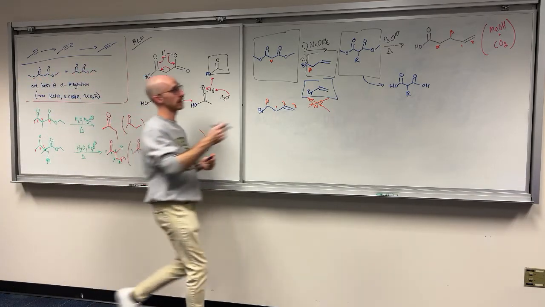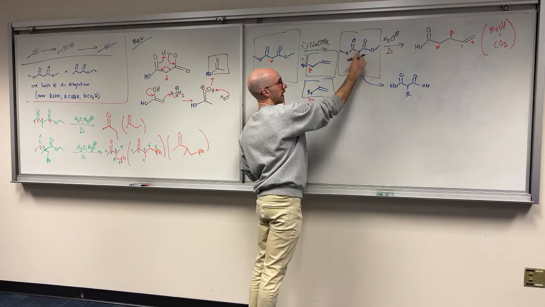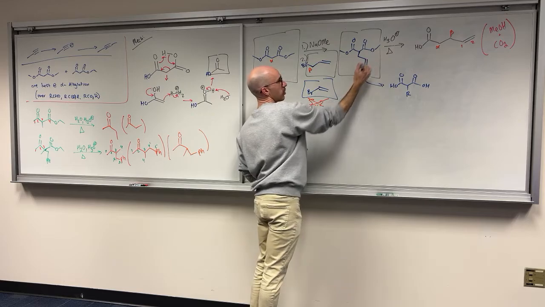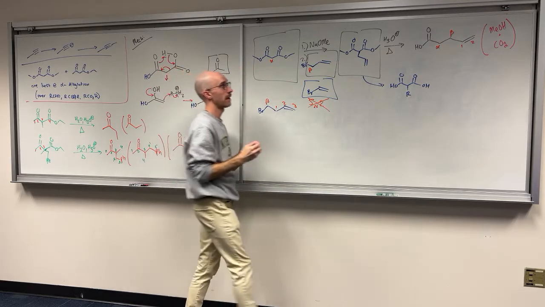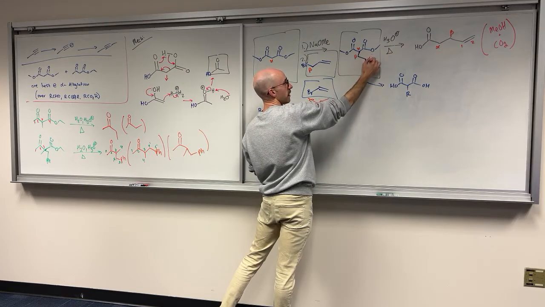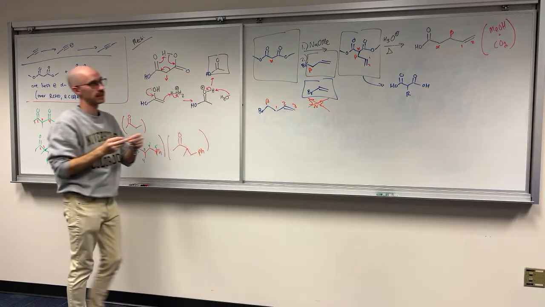So when we draw this in, alpha attacks beta, and beta is connected to the 2 carbons of the alkene. I'm going to map it again so I make sure I don't lose anything. Alpha attacks beta, and beta is connected to the alkene.